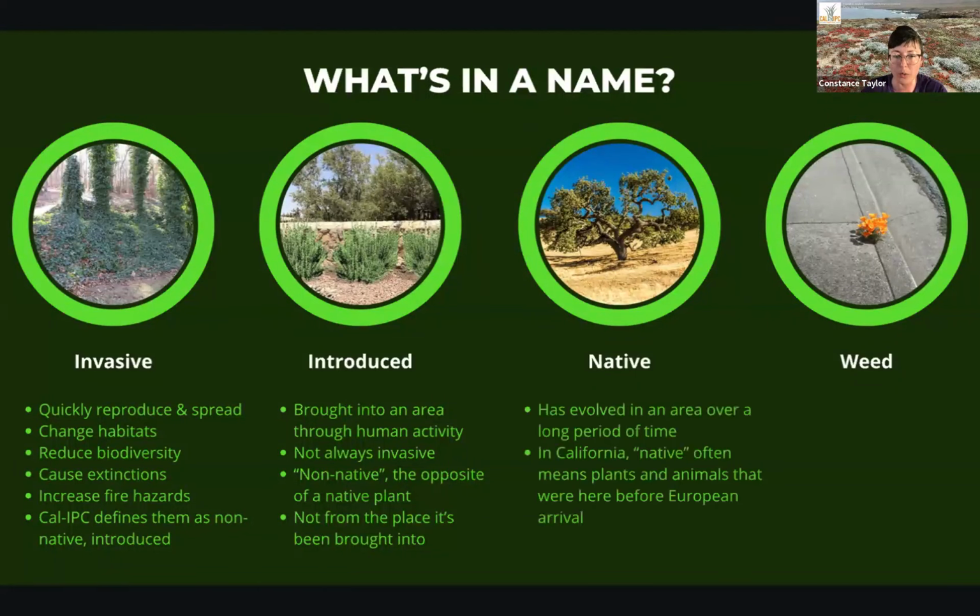Native plants like this oak tree in the picture have evolved in an area over a long period of time and generally have many relationships with the ecosystems that they live in, with the animals and the fungus and the bacteria. And in California, native generally refers to plants and animals that were here before European arrival, before the 1500s-ish or so. And then what is a weed? A weed is just a plant out of place. It can be native, it can be introduced. It's just a plant where we don't really want that particular plant.